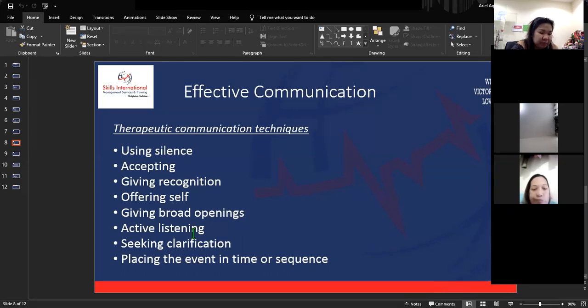Then placing the event in time or sequence. So these are asking questions about when certain things happened or occurred in relation to other events that can help patients get a clearer sense of the whole picture. So it should be like in sequence para mas na maintindihan natin.